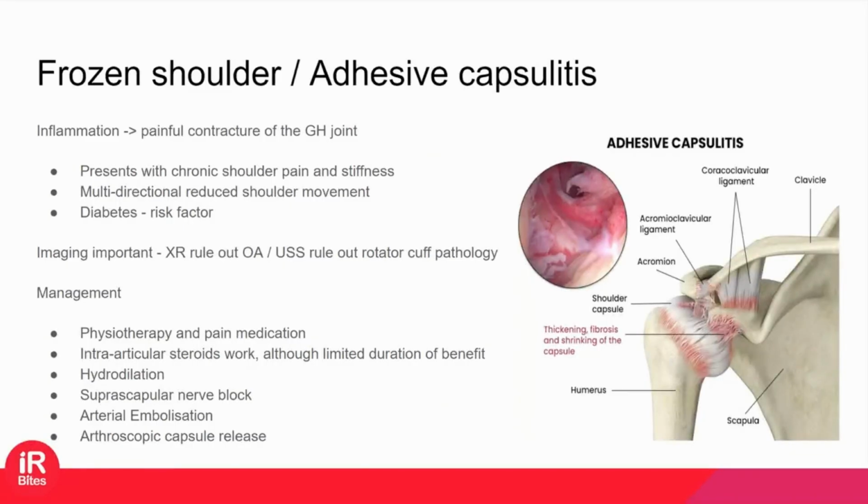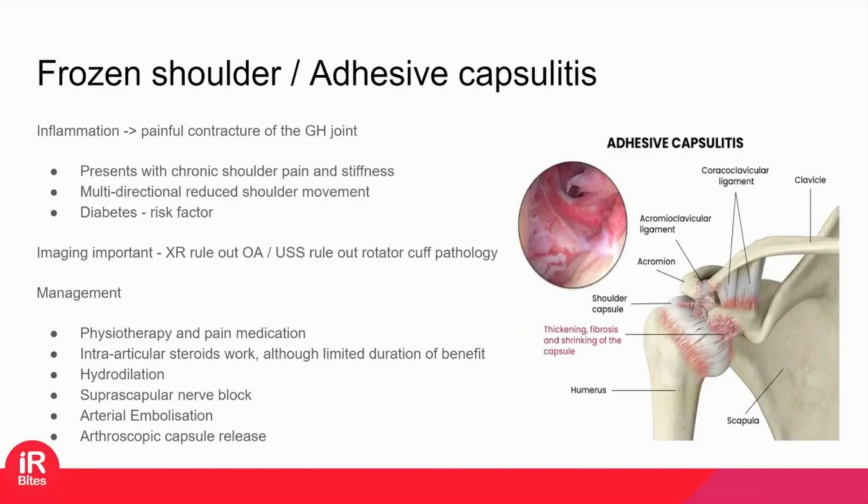So as you'll see, it'll probably get really boring towards the end of it because all the management is pretty similar. And arterial embolization, again, we talked about GAE. There are people doing this in shoulders as well. And of course, the surgical option is arthroscopy, where you release the capsule. So I'll talk a bit about embolization.